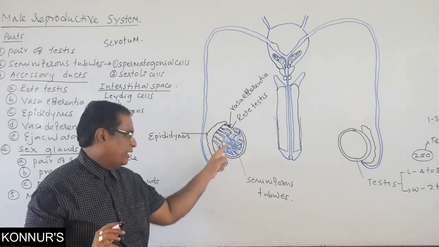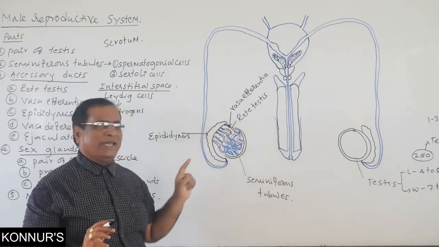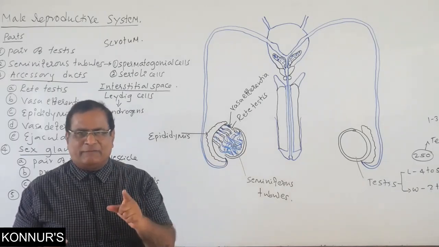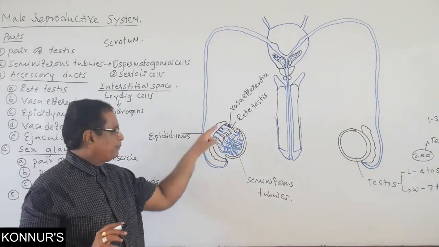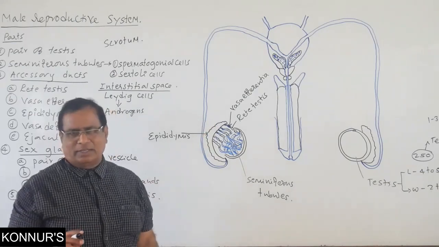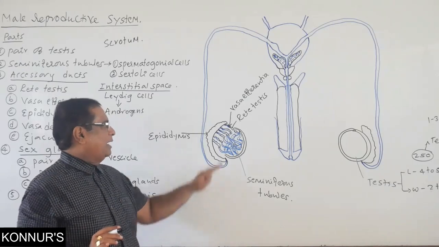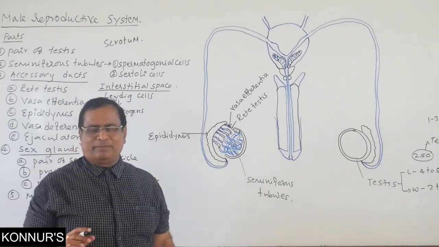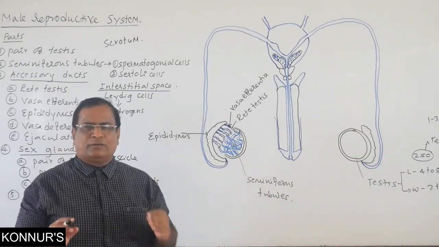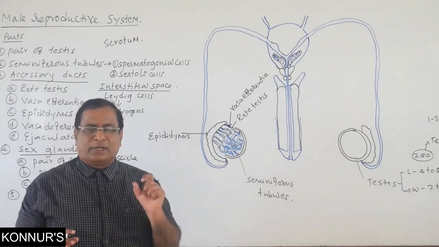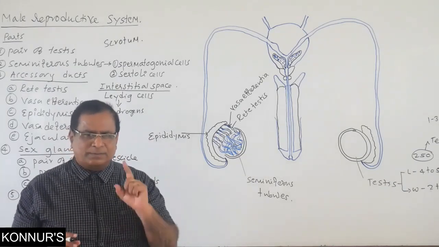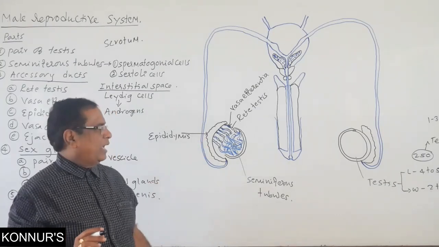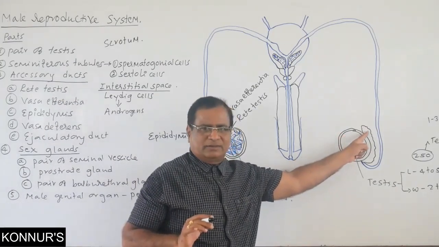Sperms produced in seminiferous tubules are passed through the rete testis, then into the vasa efferentia, and these vasa efferentia are joined to the epididymis, a comma-shaped epididymis. Now those sperms are stored in the epididymis. They may ask, in which of the following parts are sperms stored? Sperms are stored in the epididymis.